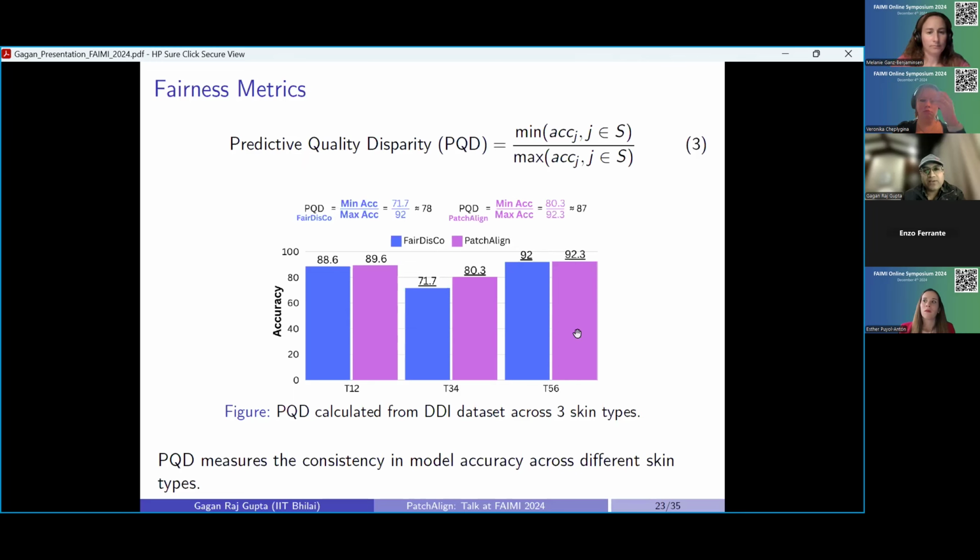Whereas for PatchAlign, the algorithm that I just presented, not only are we improving the accuracy, so each of these purple bars is bigger than the blue bar, it's taller. So we have improved not only the accuracy, but also the fairness because the min over max ratio has now grown to 87%. So that is the basic idea that we see, that with the help of this alignment, we are able to improve both the accuracy as well as the fairness because the group which was performing the best is now doing better as compared to the best one before.